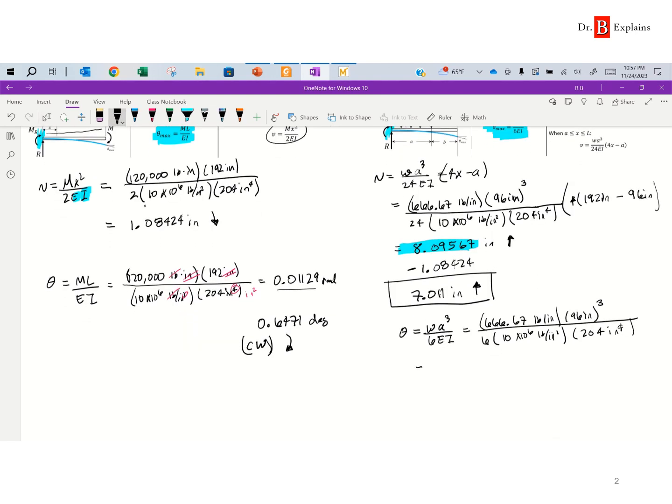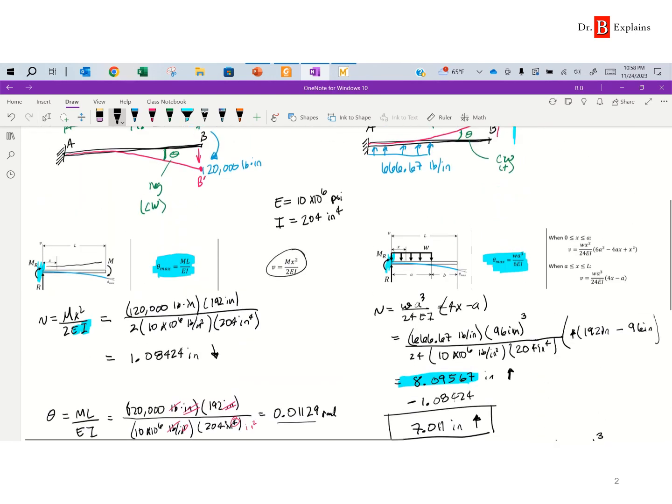Now we go ahead and plug that into the calculator. We get 0.04819. That's going to be in radians, right? And if we convert to degrees, we can multiply times 180 degrees divided by pi radians. We cancel the units of the radians. And what we have is 2.761 degrees.